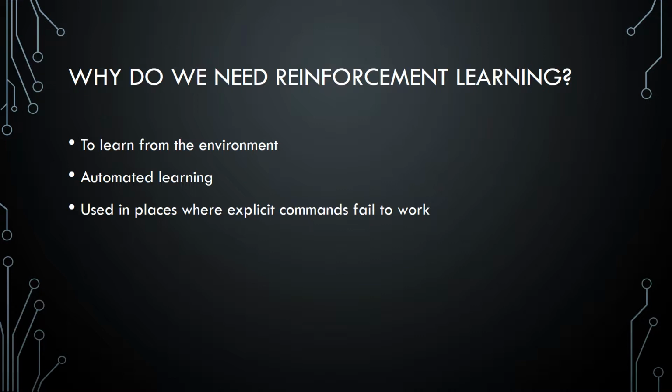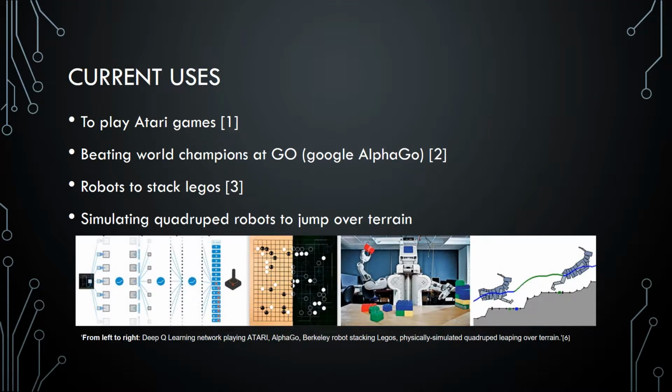Why do we need reinforcement learning? To learn from the environment, automated learning. It is used in places where explicit commands fail to work. The current uses of reinforcement learning can be listed as below: to play Atari games, to beat world champions at Go, for robots to stack Legos, and for simulated quadruped robots to jump over terrains.